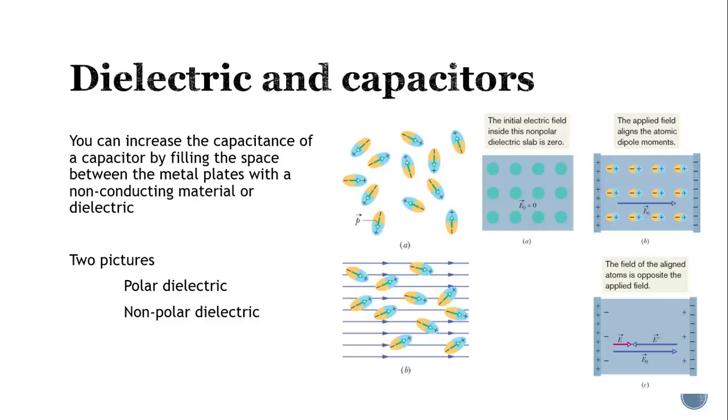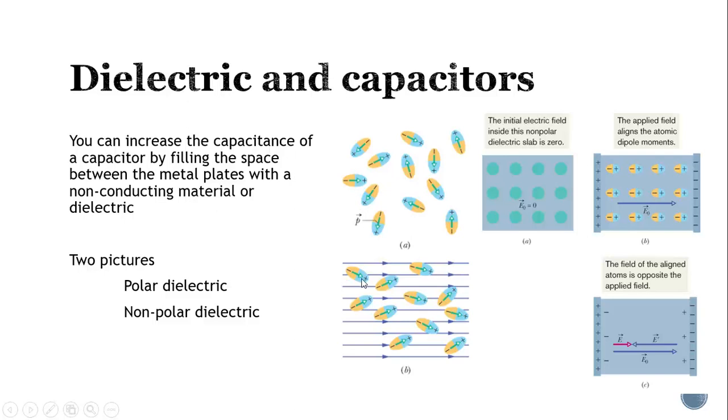And we call this type of substance a dielectric. Effectively, what you do is you increase the capacitance of the capacitor by filling the space between the metal plates with some other type of material. And there are really two different types of materials we could put in there, and that's what these two different sets of diagrams get at.